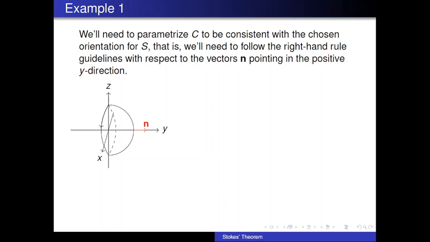So we'll need to parameterize C to be consistent with this chosen orientation here. And so if we follow the right-hand rule, say take your right hand and point your fingers so that they point in the direction of the curve C, but curl inwards to the direction of where the surface actually is, then your thumb needs to point in the same direction as N when you do that. And so you can see here, if you try to go either way with your fingers on your right hand, it's really this way that you need to go to have your thumb pointing in the positive y direction.